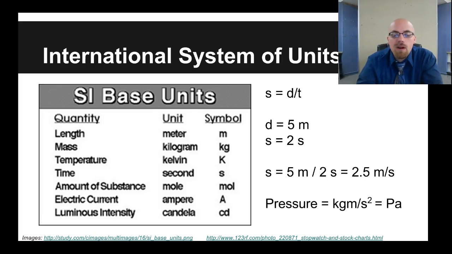So, for example, pressure in the SI system is kilogram meters per second squared. So we multiplied the mass of something times the length of something divided by the time squared. Okay, and that's really where that comes from.